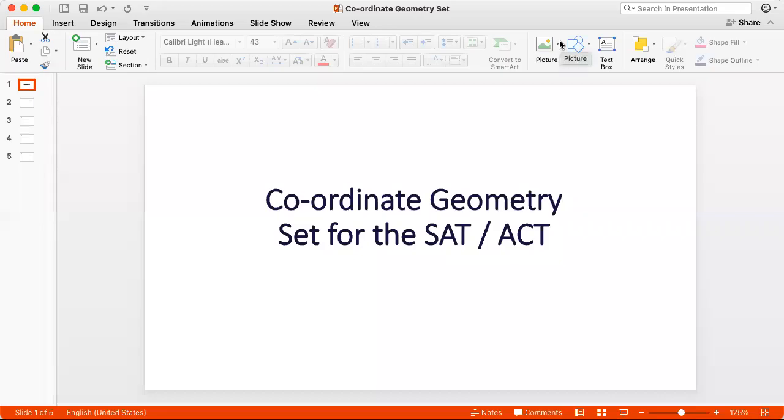Hello students, today we'll do a coordinate geometry set. This would work for both the SAT and the ACT math sections. If you're doing this as an SAT set, you can use a calculator.